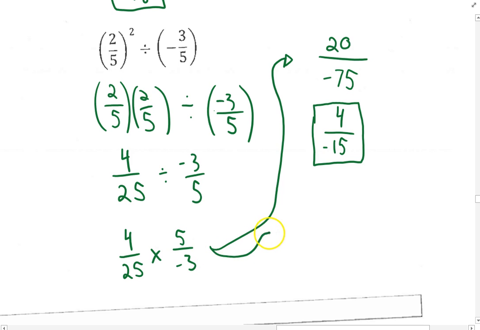A different way I could do this. 4 times 5, I'm going to leave that on the numerator. 4 times 5 divided by, I know 25 is 5 times 5 times -3. Now here, I have a 5 on the top, a 5 on the bottom. I can cancel those. And I'd get 4 on the numerator, and 5 times -3, 4 over -15.